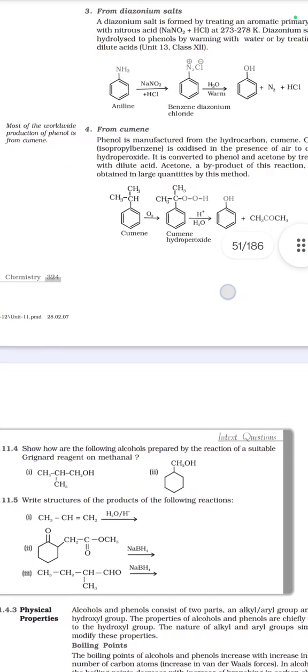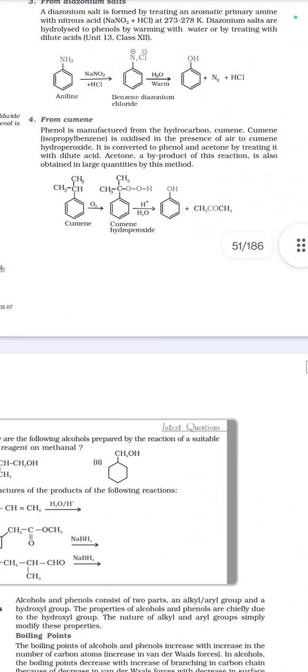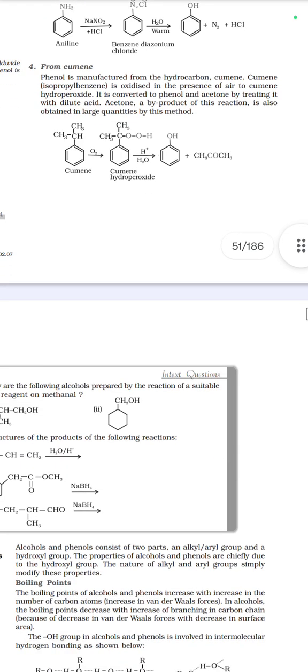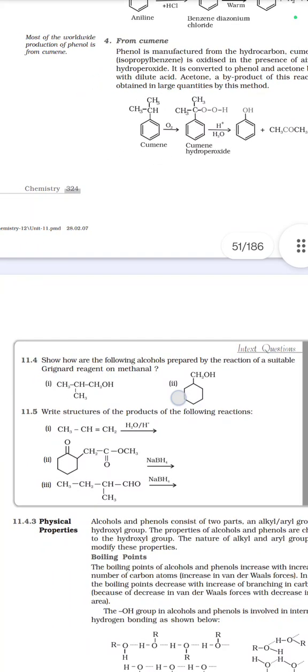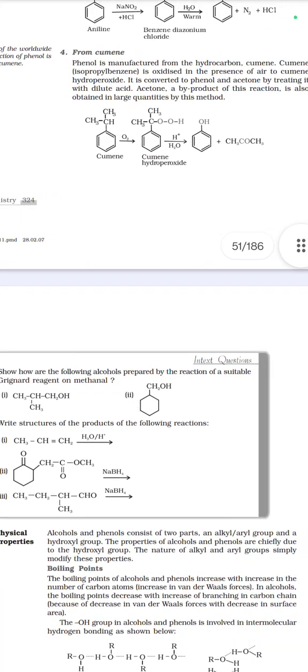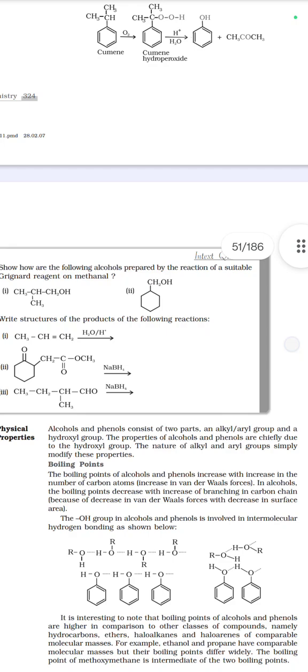Fourth, from cumene. Phenol is manufactured from the hydrocarbon cumene. Cumene, isopropyl benzene, is oxidized in presence of air to cumene hydroperoxide. It is converted to phenol and acetone by treating it with dilute acid. Acetone, a byproduct of this reaction, is also obtained in large quantities by this method.